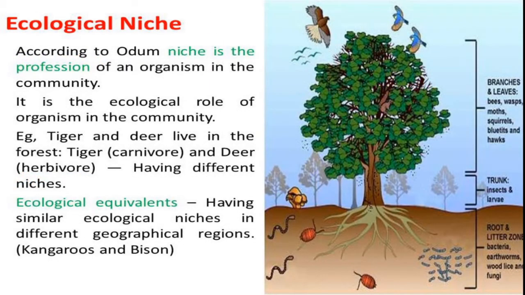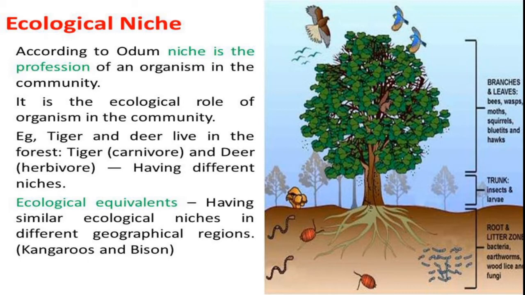Coming to the ecological niche, according to Odum, niche is the profession of an organism in the community. Or niche refers to the functional status or the role of the organism in the community. It includes what it eats, its behavior, how it responds to the environment, and its interaction with the organisms in the community.